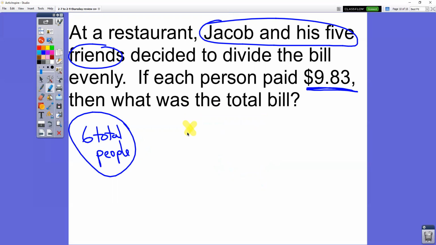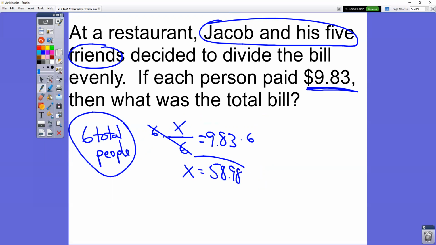X divided by the 6 people equals 9.83. Because when we go to solve this, we would do times 6 and times 6. So we're multiplying the 2 things together, and we get a total of 58.98. Now, this one actually has 2 different ways that you could solve it. Instead of doing x divided by 6, you could do the total bill divided by 9.83 equals 6. You would get the same answer in the end. This one has 2 ways to do it.